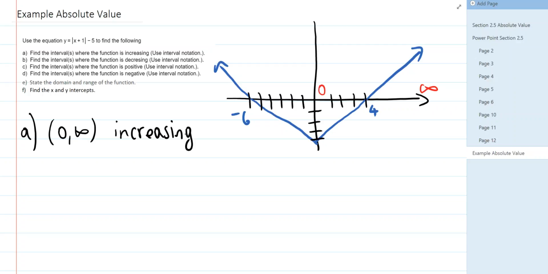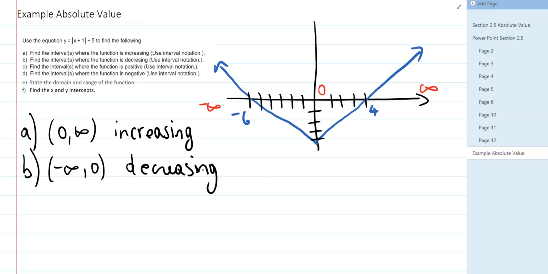Now you notice that since we have these arrows up, it goes all the way up there. So from negative infinity to 0, the function is decreasing. See how the y values are decreasing. The y is here, and then the y is there, and so on. They are decreasing. So for B, from negative infinity to 0, we have decreasing.